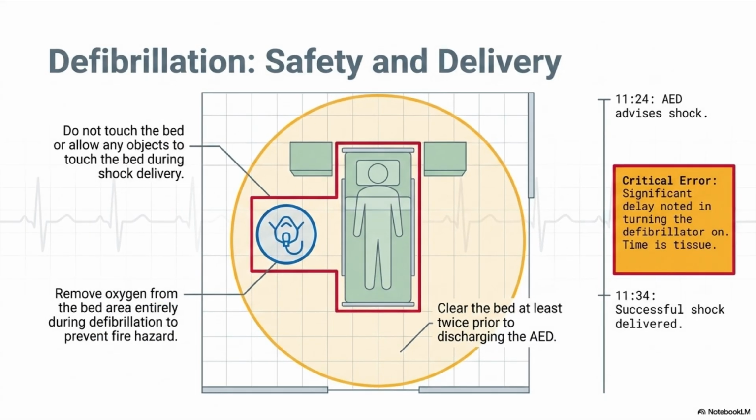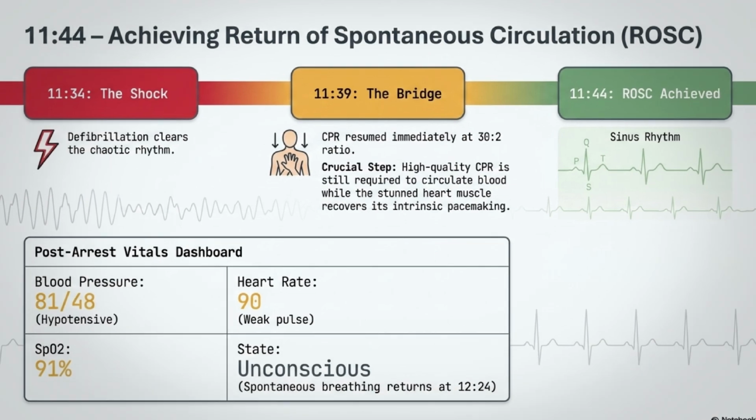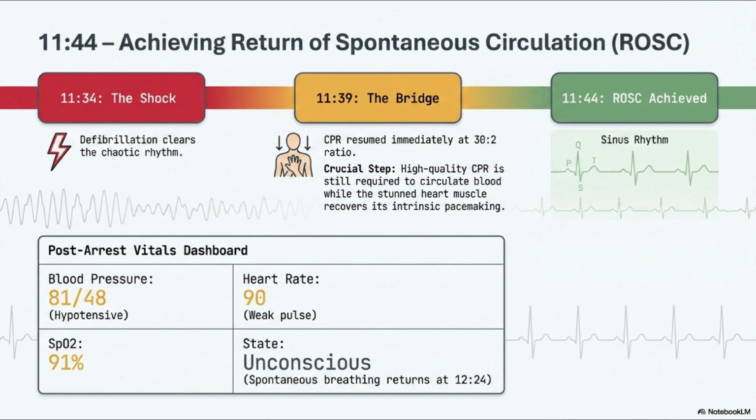You must verbally and visually clear the bed, ensuring nobody is touching the patient or the frame, and you have to physically remove the oxygen source from the immediate area. Because combining a high-voltage electrical shock with a pure oxygen environment is a massive fire hazard. You don't want to add a fire to a code blue. Definitely not. So the defibrillation delivers a massive depolarizing shock that essentially commands all the cardiac cells to reset simultaneously, hoping the SA node will take over as the primary pacemaker again.